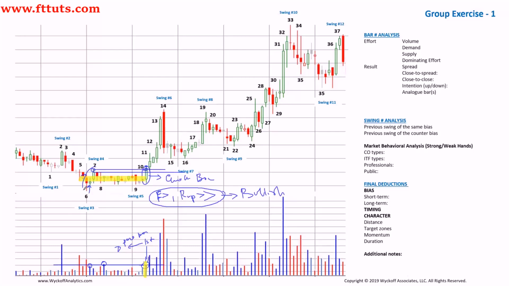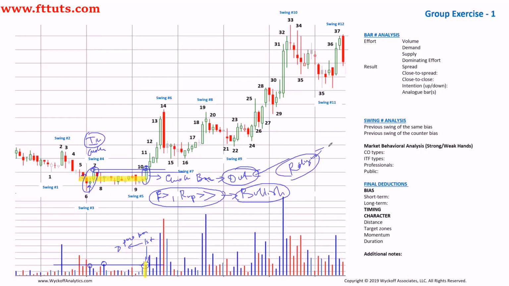So if we had a change of character between 6 and 7, and that was a change of character on the way into the trading range, then a change of character bar or a change of character behavior at 10 is going to be on the way out. So bullish behavior, change of character bar on the way out, that suggests a rally.